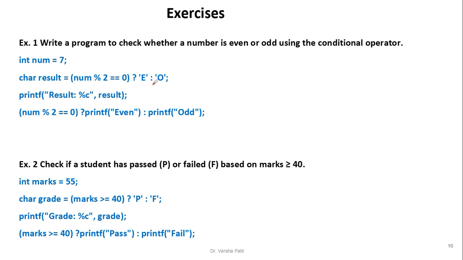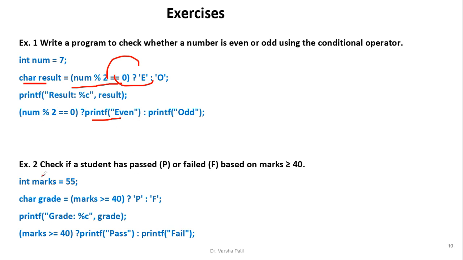Now we will see the exercises. Write a program to check whether a given number is odd or even using conditional operator. So num mod 2 equal to 0. If this condition is true, even, else it is odd. So I have used character, that's why it is a character result. If we want to print the result, we can print the result directly. Print even or print odd.